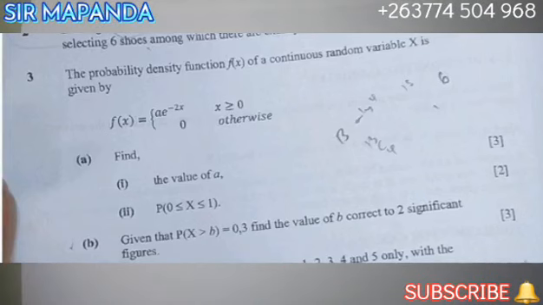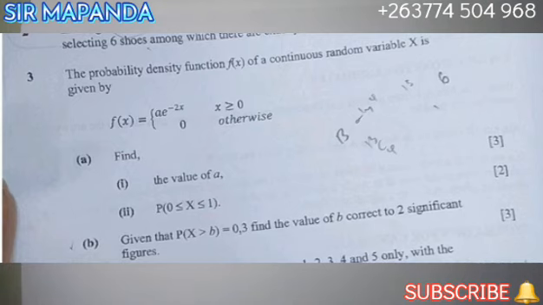Right, we are now on question number 3. The probability density function, which is f of x of a continuous random variable x, is given by f of x equals a e to the power of minus 2x, where x is greater than or equal to 0. Find the value of a.